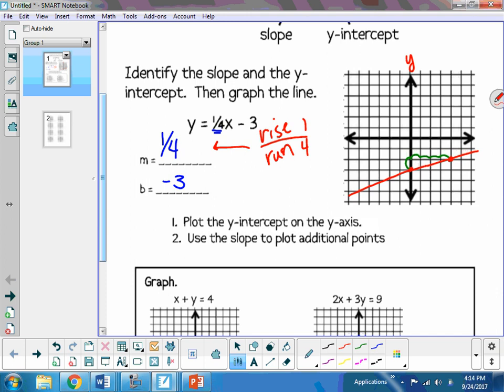That's all there is to graphing lines. Make sure you read your slope and your y-intercept. Then we're going to plot the y-intercept on the y-axis, and then plot additional points from there.